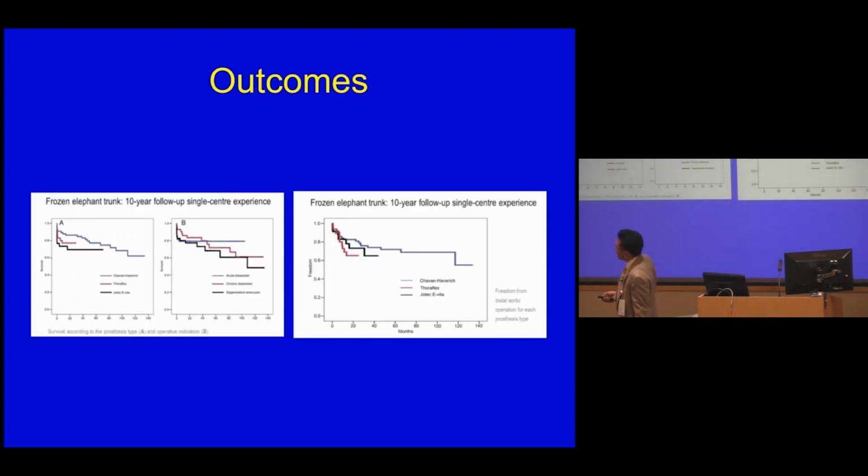This is their outcomes based on the type of hybrid graft that they used. This is their own one that they made, and the Thoraflex and the Jotec E-vita stent. This is the freedom from distal aortic operation for each prosthesis, with 10-year follow-up, and it doesn't look like they followed the other ones as long as they did their own endograft.